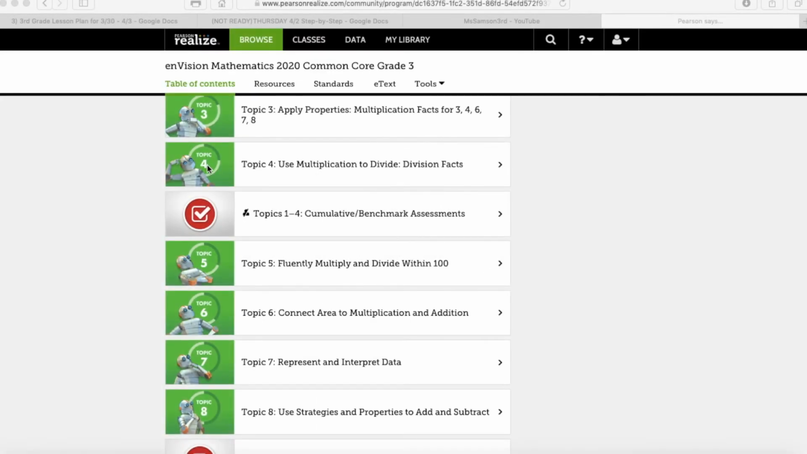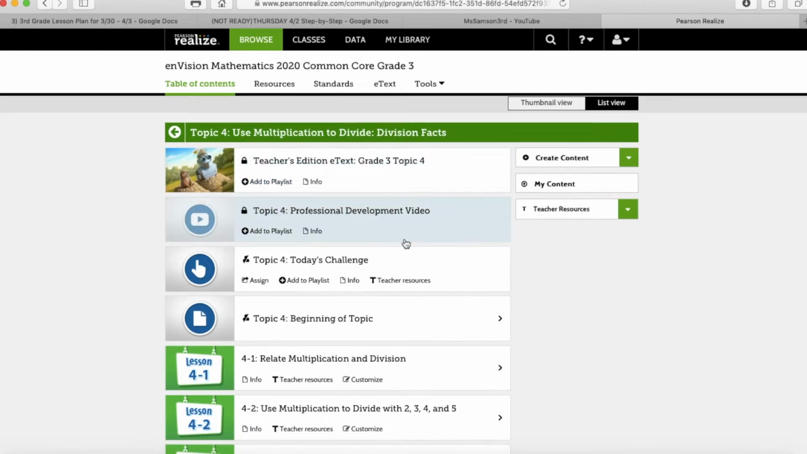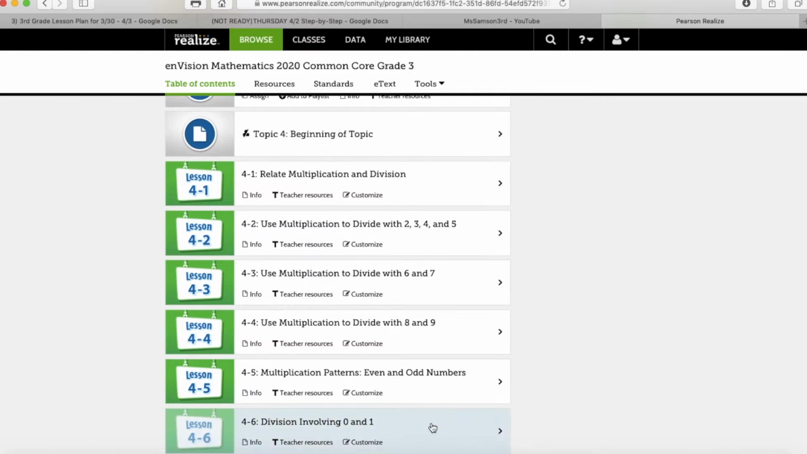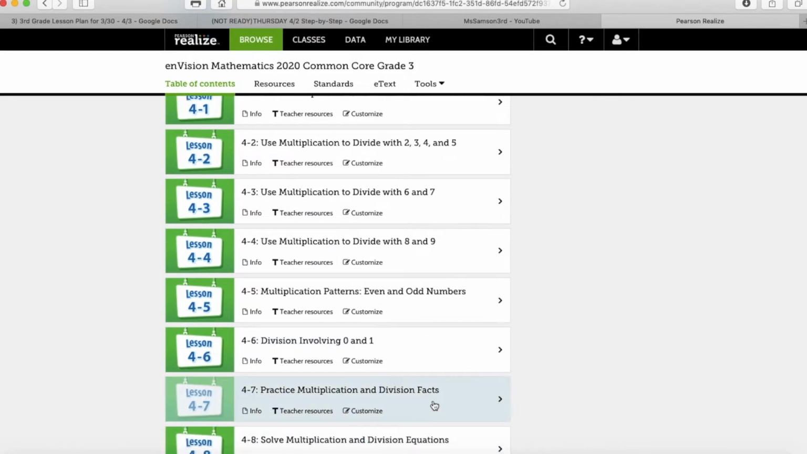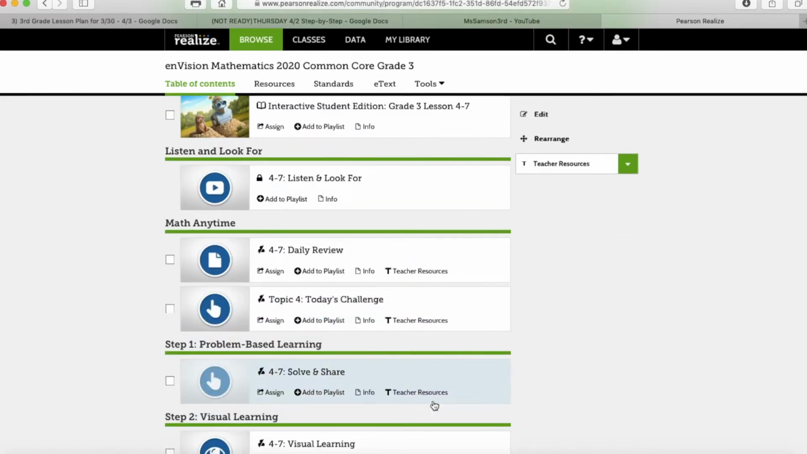Today we are starting a new lesson. We are still in topic 4. We are starting a new lesson which is 4.7, practice multiplication and division facts. So you are going to need your big green math book, and you need to be on page 141 for your solve and share today.